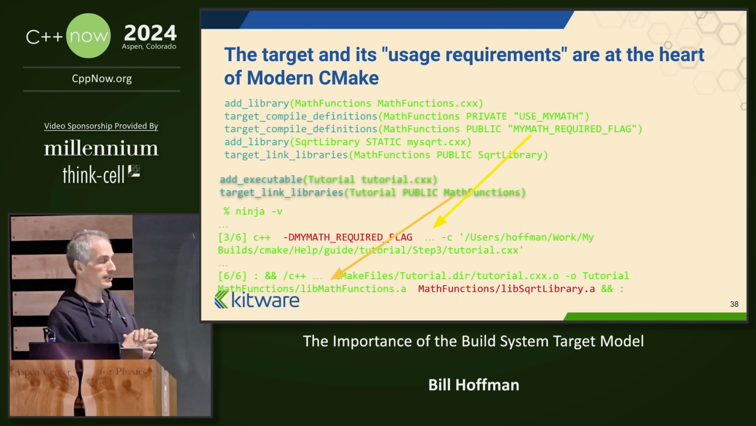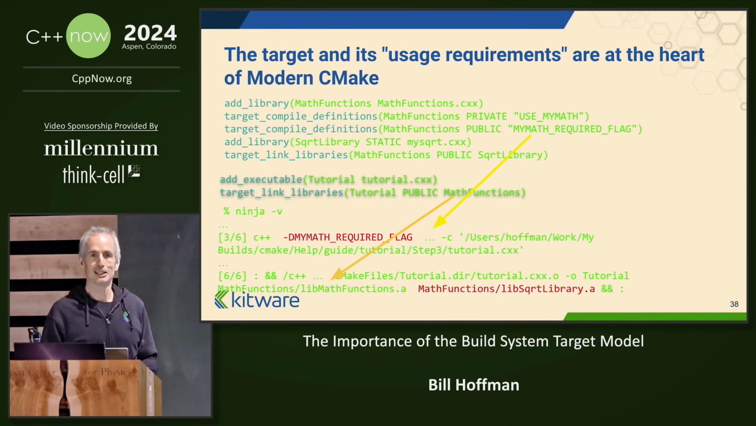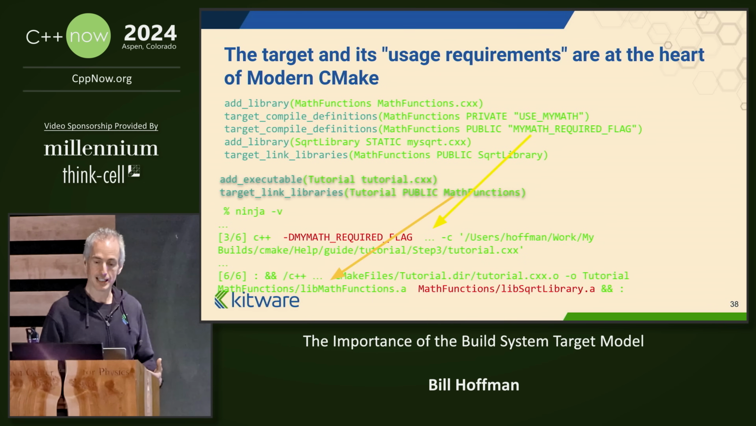And then if you go down to the build, you can see the results of this communication from the developer of math functions to the user of math functions, this tutorial.cxx. When it goes to compile tutorial.cxx, lo and behold, there's a -D flag that showed up in my build compilation that got pulled out of the public compile definition. And then below that, when it actually goes to link it, you can see it links to math functions, which is what it asked for. And in addition, the square root library, because that was a transitive link dependency.